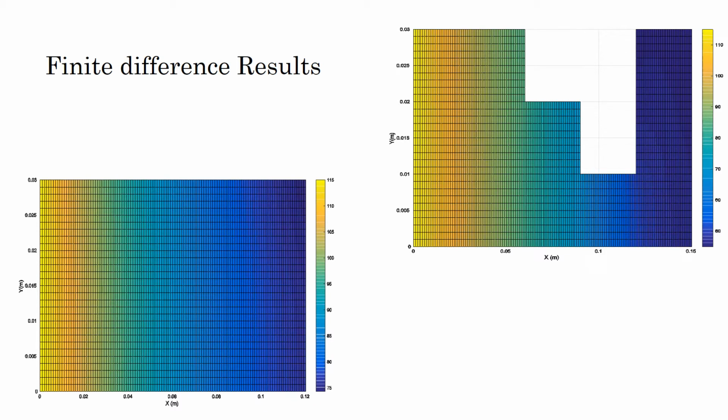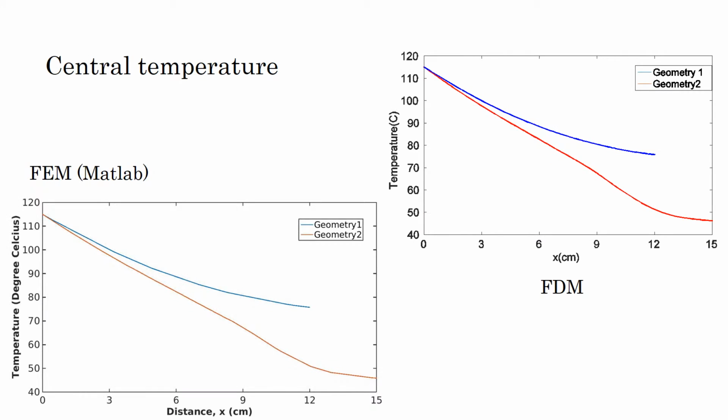As you can see, the qualitative results were in good agreement for both methods. But in order to quantitatively compare the results, we obtained the temperature in the center line of both geometries using the finite element code and the finite difference code. And as you can see, both methods are very well agreeing with each other.